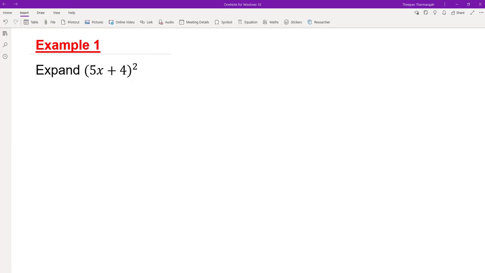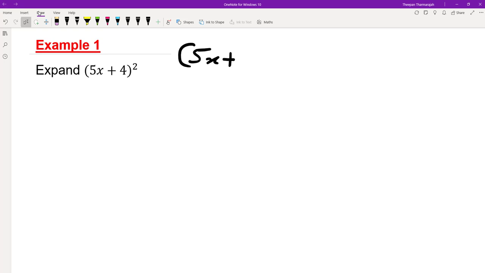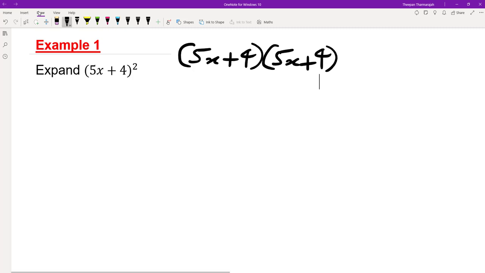Now we're going to go through our last example. Sometimes you get questions like this. So what this means is, when you've got 5x plus 4 all squared, it means you do 5x plus 4 times 5x plus 4. You just write it out twice.